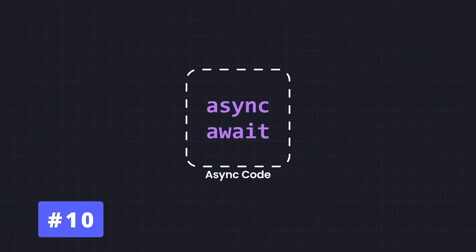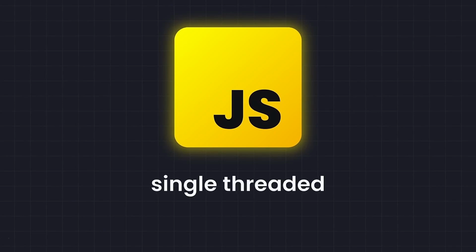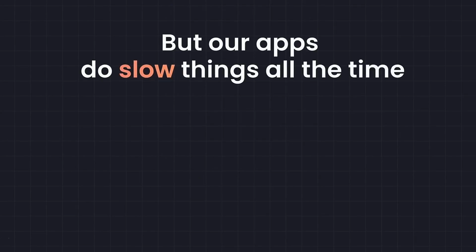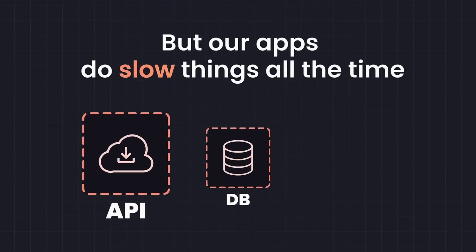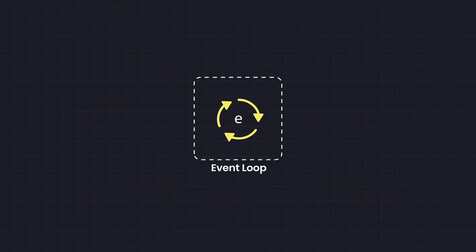Another huge concept in JavaScript is asynchronous code. JavaScript is single-threaded. It can only do one thing at a time, but our apps do slow things all the time, like API calls, database requests, or file operations. If JavaScript just waited for each of those to finish, your page would completely freeze. So how would we avoid that? The answer is the event loop.